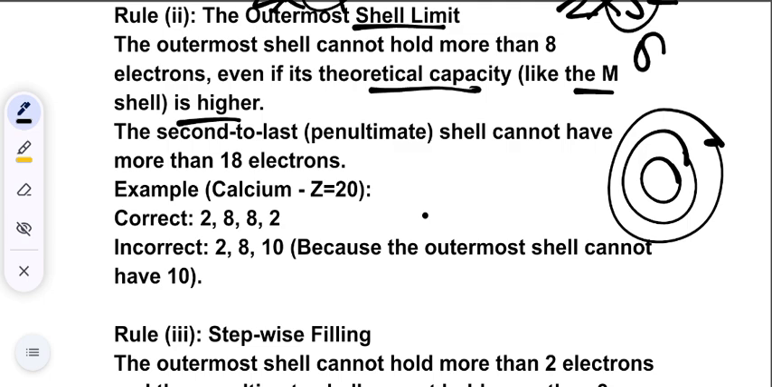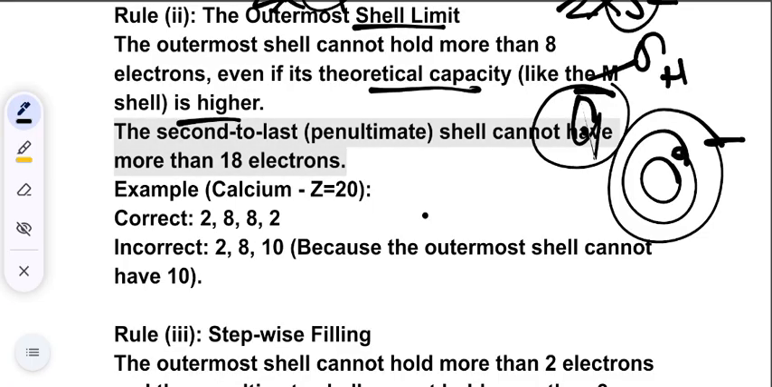The M shell is second highest, and the N shell is the highest. It is 4. Yes. Second to last, this one is the last one. Now we are talking about this. The second to last, which is the penultimate shell, cannot hold more than 18 electrons. Fine. Example: calcium's atomic number is 20. Understood?